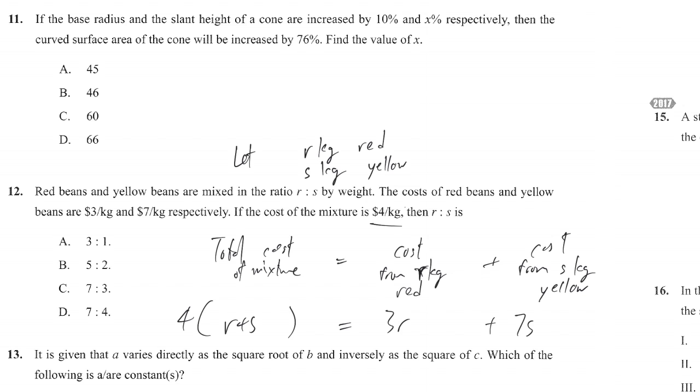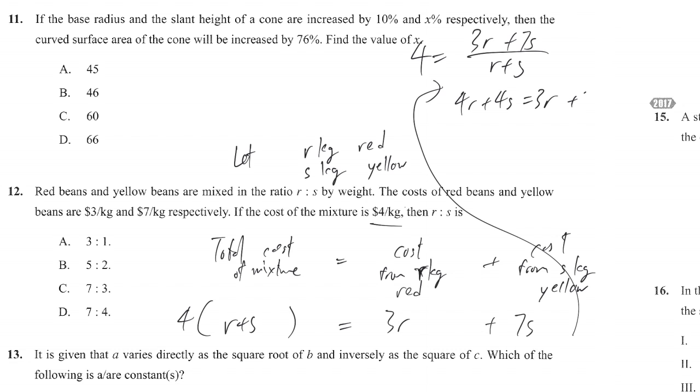The key thing is we should use the average cost. So in his mind, 4 should equal 3R plus 7S divided by the total weight, which is R plus S. Get it? After we have this equation, our target is to tidy it up to make R to S. So we go here: 4R plus 4S is equal to 3R plus 7S. We group all R together. 1R is equal to 3S. So R to S is equal to 3 to 1.